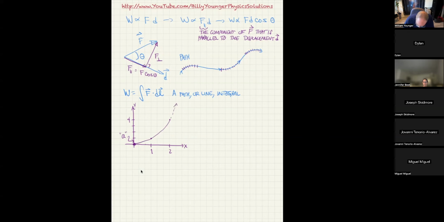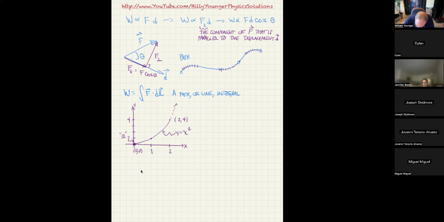So that could be your path. Your path could just be that solid line from the origin to the point (2, 4). So we know that equation specifically. That equation is y equals x squared.